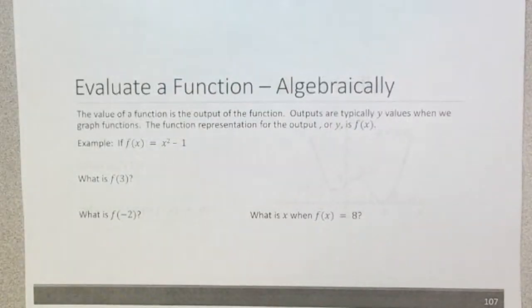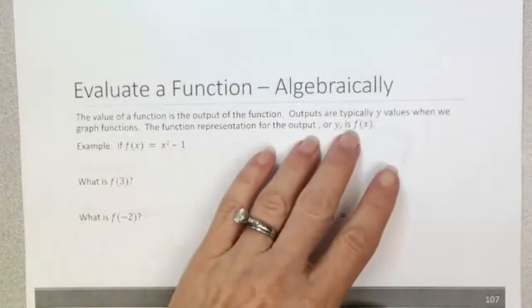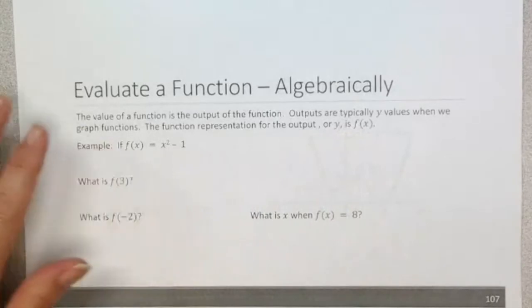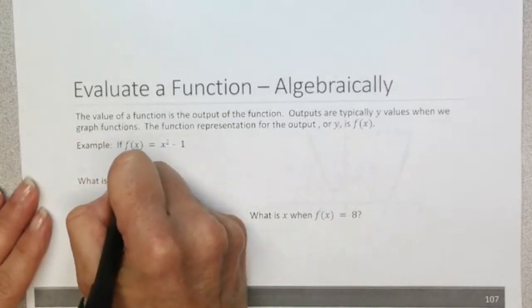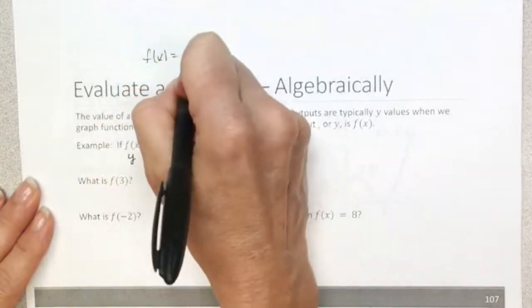All right. So we can evaluate functions. To evaluate a function means to find the value of the function for some specific input, right? Or to find the y, the output, that corresponds to some specific x or input. If I'm evaluating a function algebraically, in function notation, I'm going to refer to that function as f of x. That's just function notation for y, right?